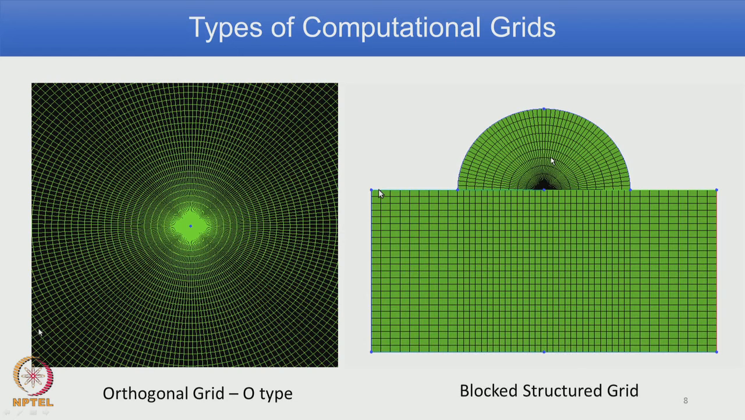So, what you have to be careful about is the interface between one type of grid to another type of grid, and that needs to be taken care of while solving. So, it is possible to generate mesh region wise, zone wise, different types of structured grid or a combination of structured grid and unstructured grid.